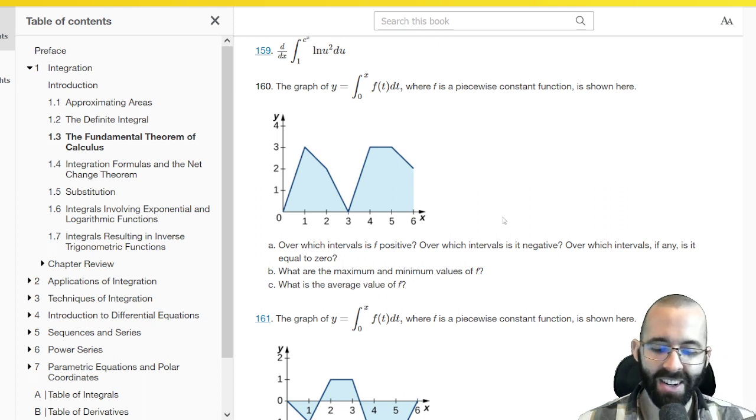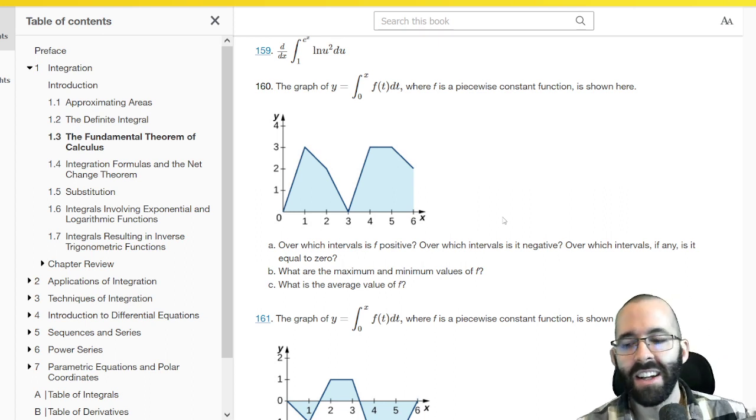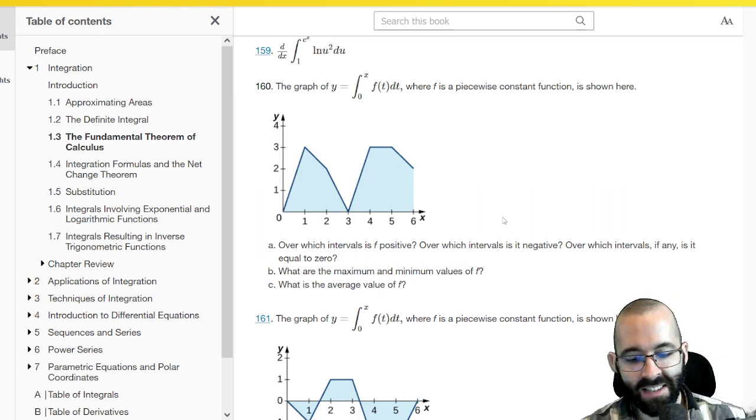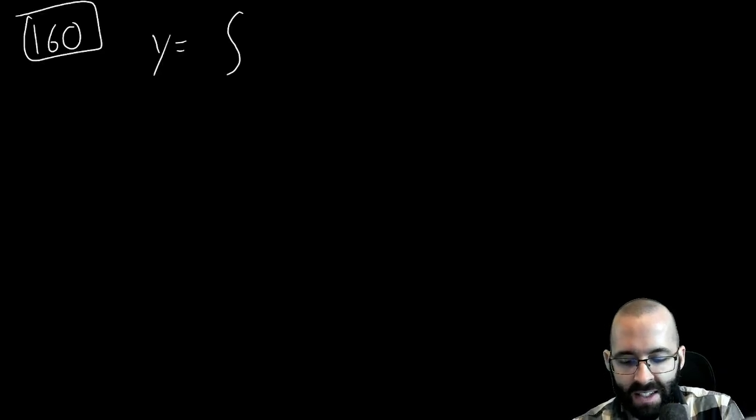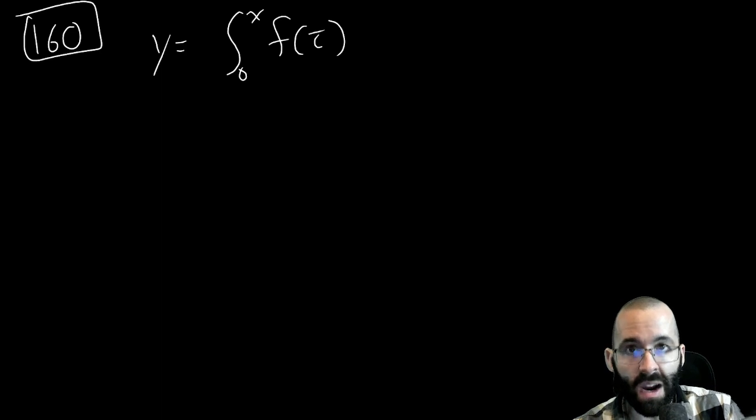Oof. All right, so let's make this easier. Let's use the fundamental theorem of calculus to make this problem much, much easier. Because in number 160, we know that y is the integral from 0 to x of f of t dt, and y is what's graphed.